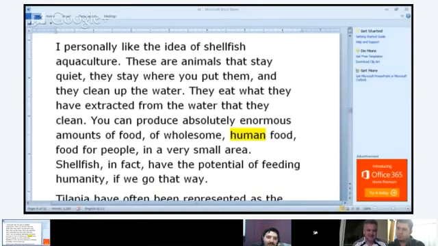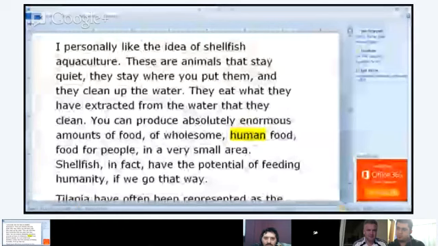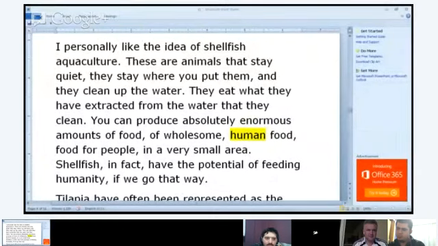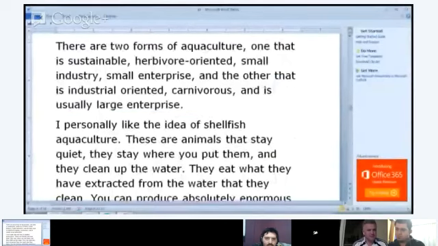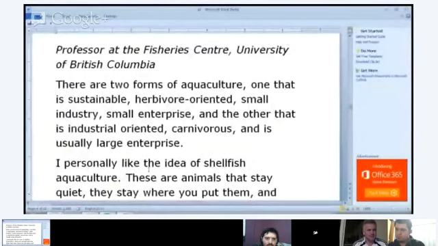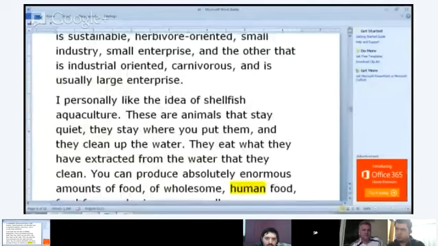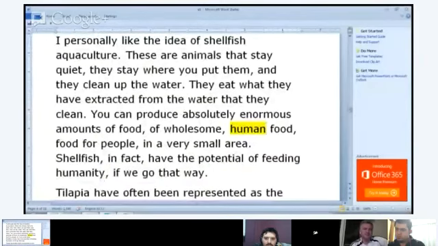Human food. And so what's the information in this text here? What did the fisheries expert say? Can we get some comments from people about the information, about his opinion? He says that he prefers shellfish farming. Okay, great. And why? Why does he prefer shellfish farming?